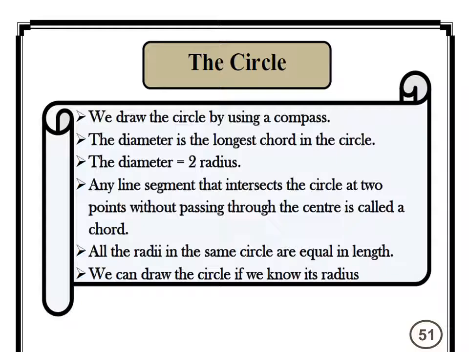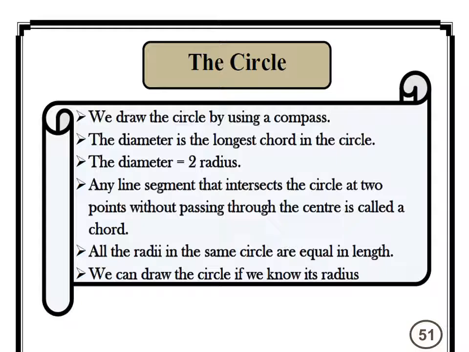Okay, we can rearrange these points. As we said in class, number 1, we draw the circle by using the compass. Number 2, I can draw the circle if I know its radius. The radius is a very important line segment. We join the center of the circle to any point on the circle.